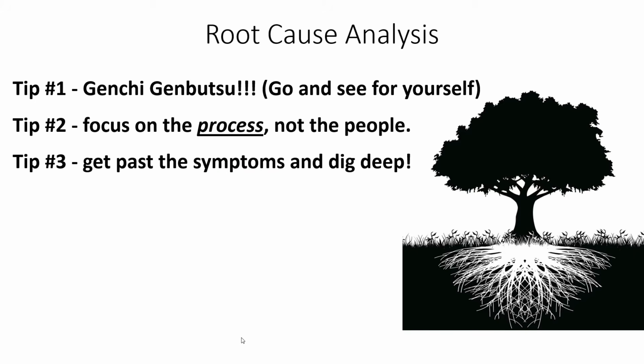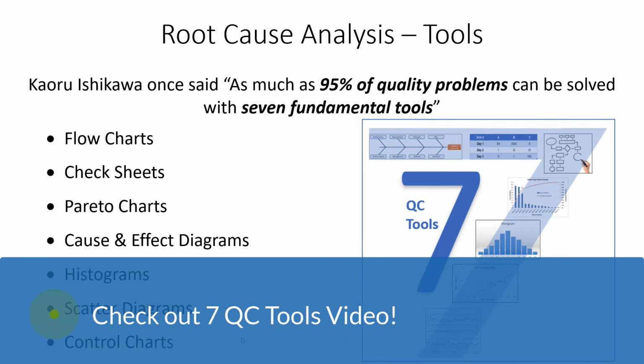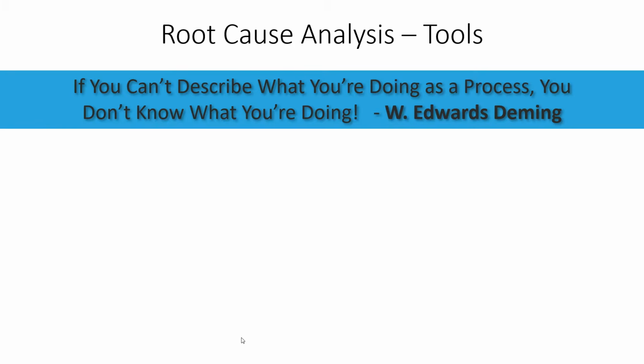So now let's talk about some tools that you can use to assess root cause. I have a whole separate YouTube video on this. Go check it out. It's fantastic. On the 7 QC tools, I think all 7 of those tools can be useful in different aspects of root cause analysis depending on your situation and the type of data you're analyzing. But all 7 of those tools can be incredibly useful to solve problems. I want to highlight 2 of them specifically.